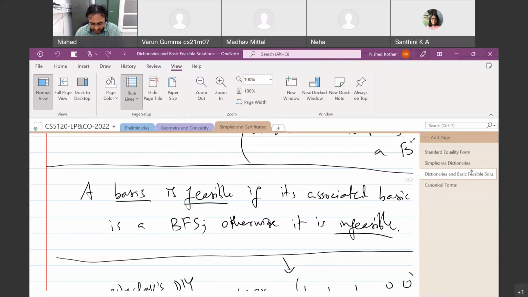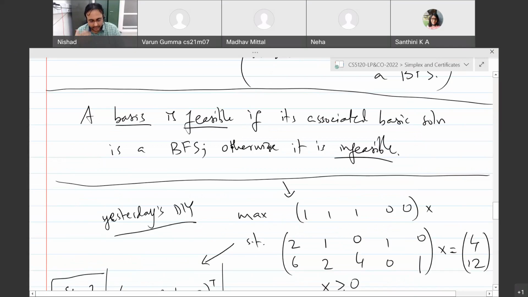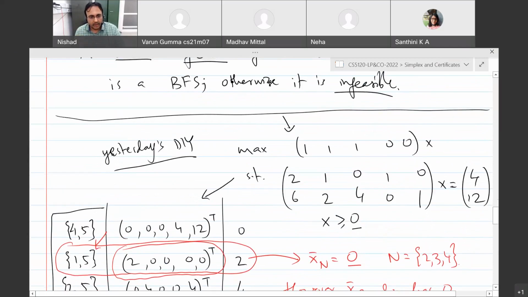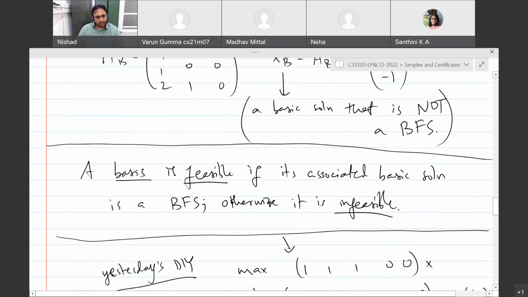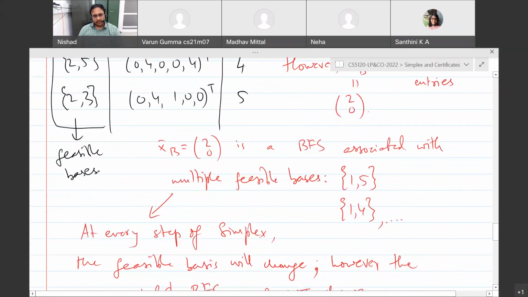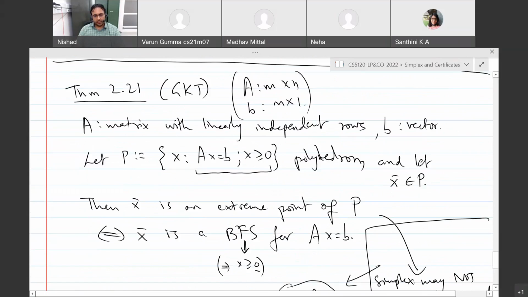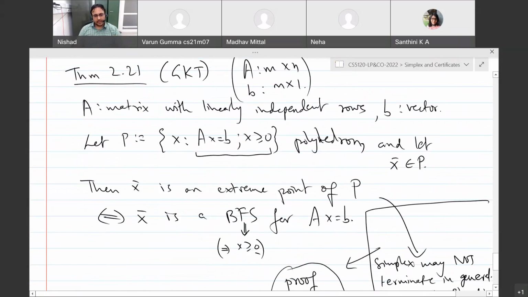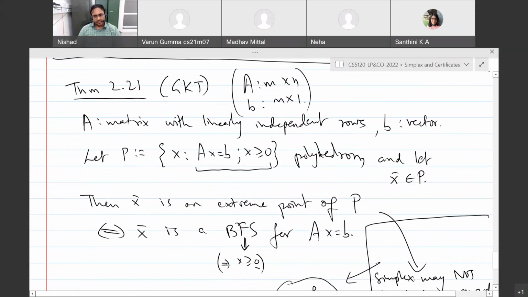Right, so in the last lecture, we formalized the notions of a dictionary, and we actually talked about certain algebraic concepts like a basis and when is a basis feasible and what is a basic feasible solution, right? And you will be proving on one of your assignments too that basic feasible solutions are exactly the extreme points of the corresponding polyhedron. Okay, so it's not too difficult to prove using a previous theorem that we already proved in the lectures.